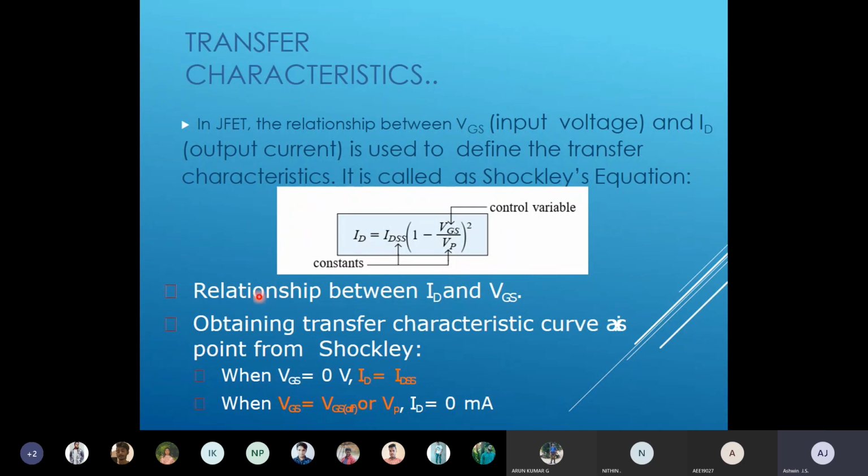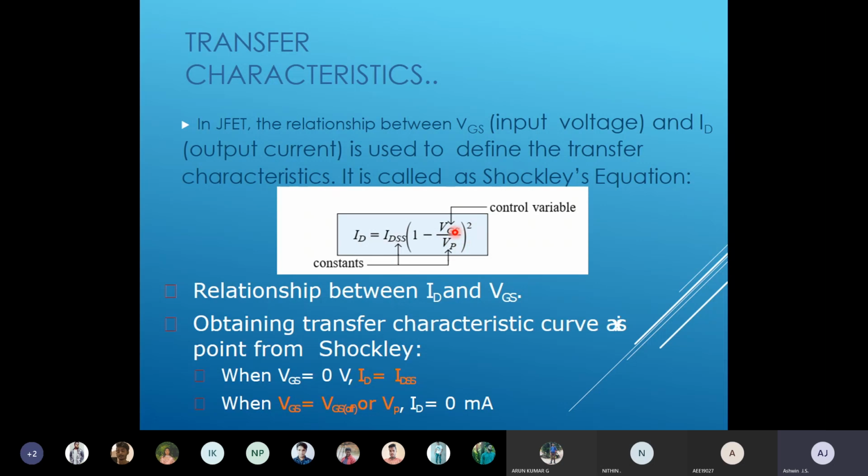So we are going to make a graph with respect to the gate to source voltage and how much current will be controlled. That's why it is called the transfer characteristics. It was introduced by Shockley, a scientist, so it becomes the Shockley equation. He derived an equation to find the drain current: ID is equal to IDSS, which is nothing but the drain to source current, times, within a bracket, 1 minus VGS by VP, the whole squared.